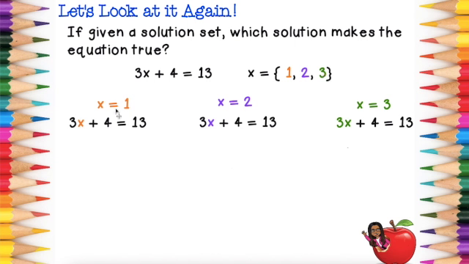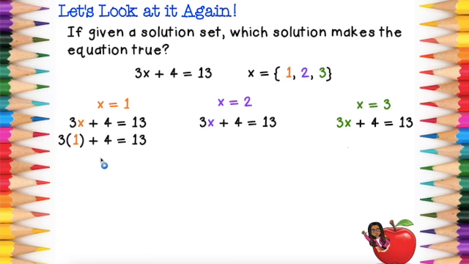So we have to do where x is equal to 1, x is equal to 2, and x is equal to 3 to see which one makes our equation true. So let's start with x is equal to 1. So again, we need to substitute in our value of x into our equation. So here we have 3 times 1 plus 4. This shows our substitution of x is equal to 1 being substituted into our equation.